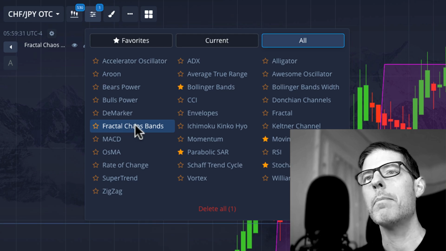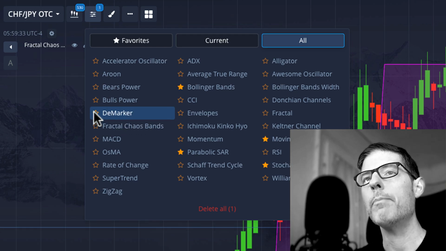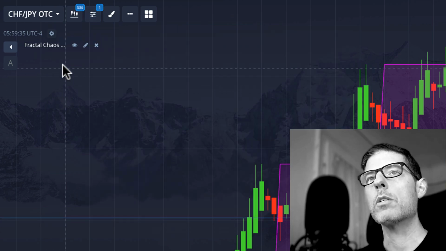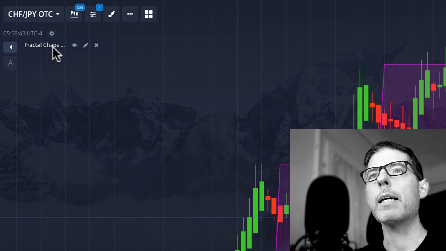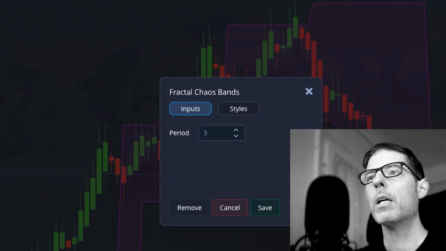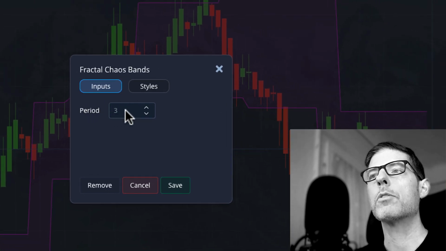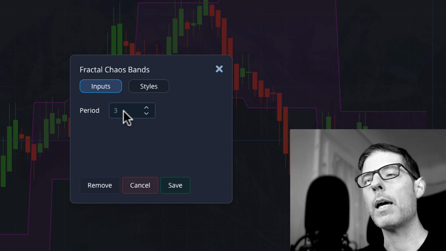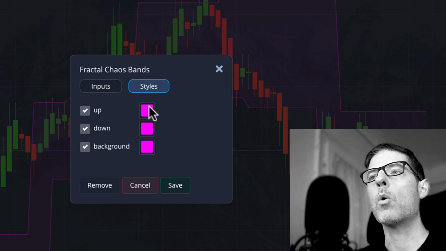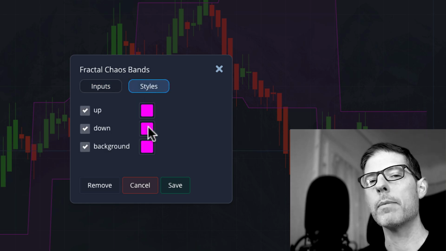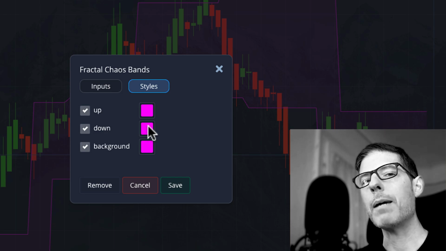Fractal Chaos Bands. As soon as you load that up, just to the left of the name of that indicator, you're going to find a little pencil icon. Go ahead and click on that. You've got some options here. You're going to change the period to 3, and for the styles, you're going to make these all pink. Hence the codename Pink Lady. You've got to use pink or it won't work.